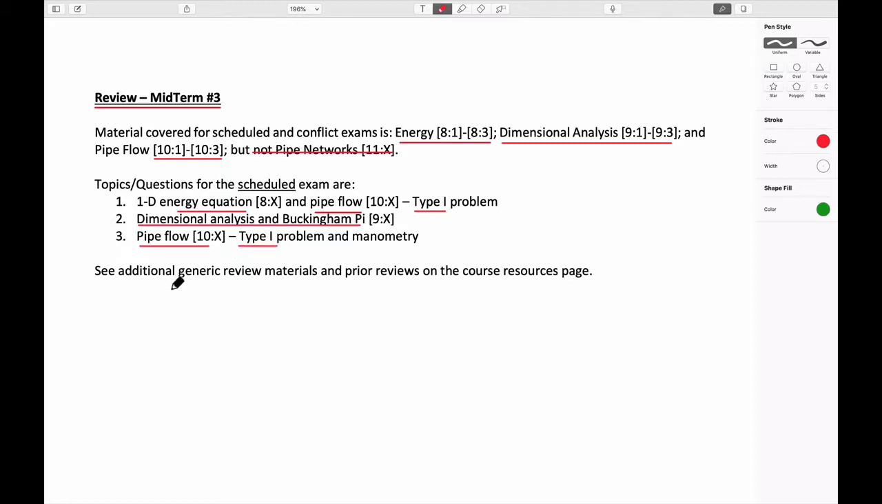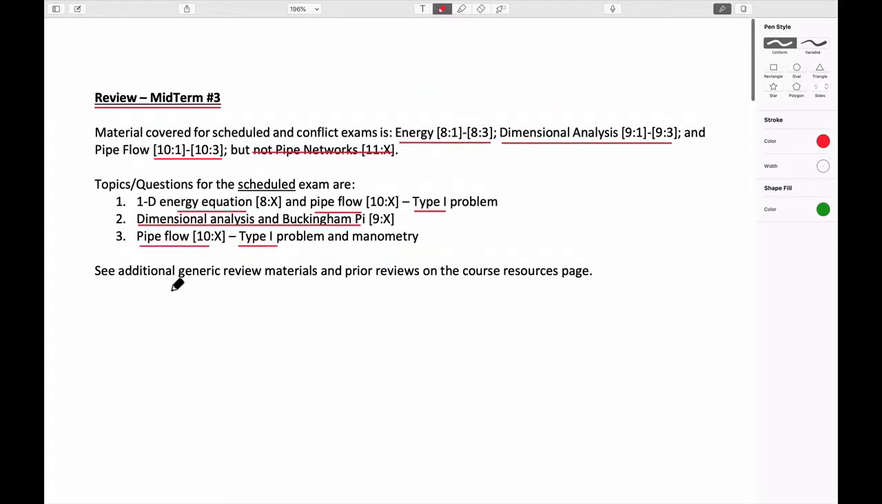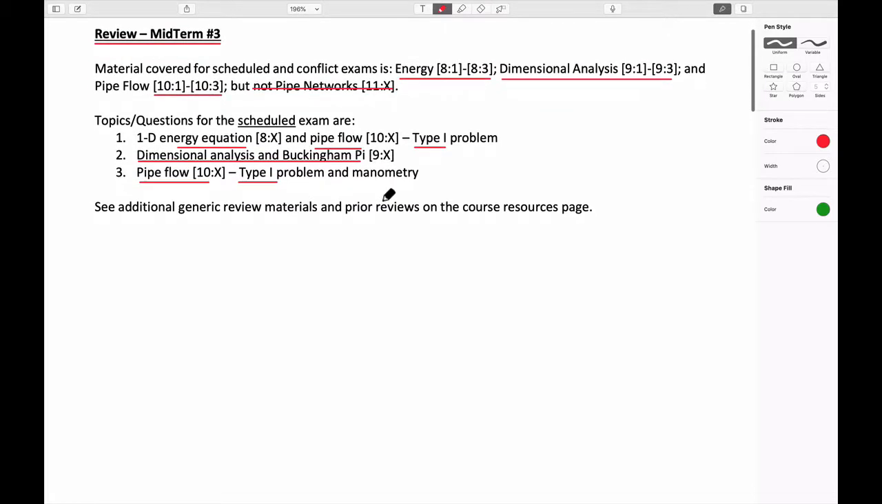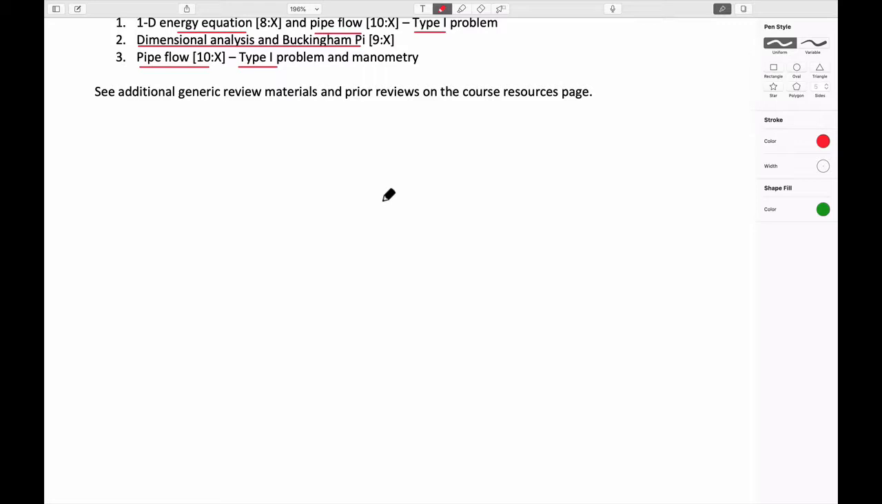So these are the areas, at least for the scheduled exam. And certainly all exams are taken from weeks 8, 9, and 10 together. Okay. So the material that we talk about today should be enough to get you through the test. It should cover all the expressions that you need. The energy equation.